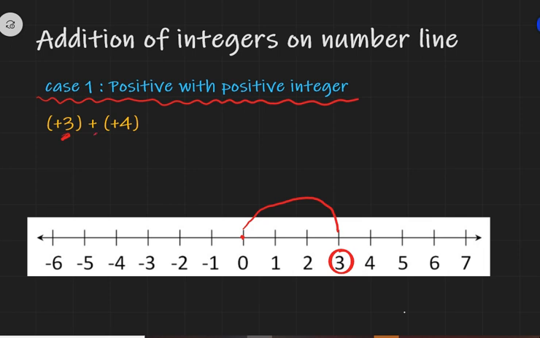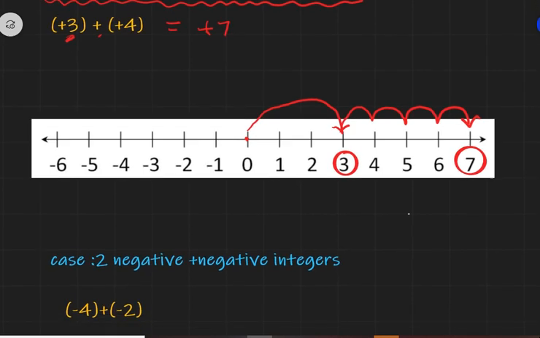So, here the addition sign shows that we have to go right again. So, plus 4 means 1, 2, 3, 4. We have to put arrows to show which direction we are going. So, the final result, we reach at 7. So, plus 3 plus 4 means the number is plus 7.